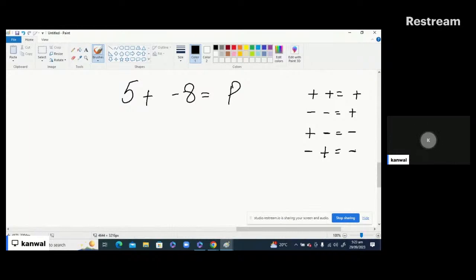Hope you guys remember this thing. Okay, now look, 5, then plus minus is minus 8, which is equal to p. 5 minus 8 is 3, and you always put the sign with the greatest number. What's the sign with the greatest number? Which is the minus sign. So p is equal to minus 3. That is your answer.